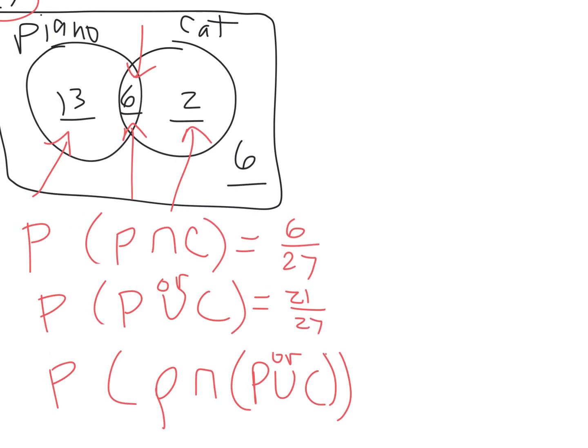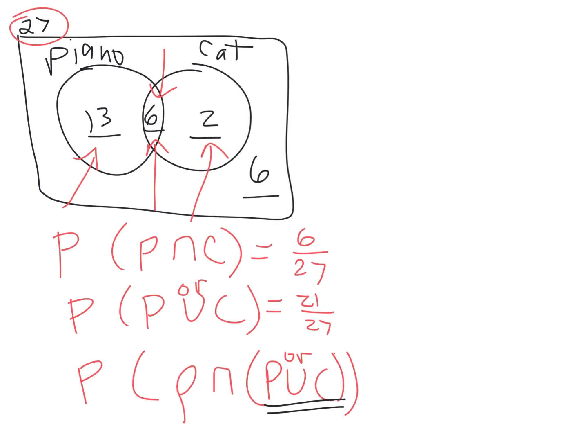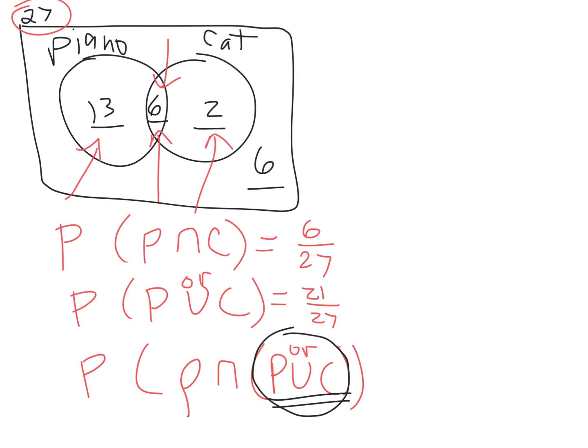So you'll start with the parentheses, inside of the parentheses. So the P union C. What do I do now? So you do piano or cat, so you've already done that. It's 21. So this one is 21 out of 27. And just to be really clear, it's these 3. And now we're going to do what to it?